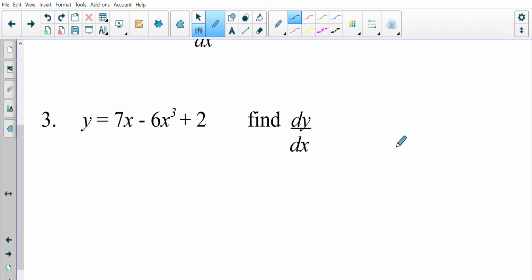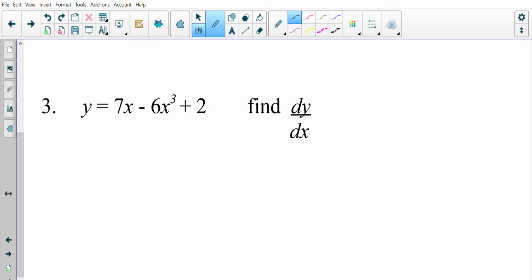Number 3 then, we're just going to look at each term separately. So dy by dx equals, well, the first term, if I differentiate, I'm just going to get the 7. Second term, bring down the 3, multiply it by the 6 to give 18x, reduce the power by 1, squared, and a constant number, well, the dy by dx, or the gradient of the constant number, is just 0, so for that one my gradient function is just 7 minus 18x squared.